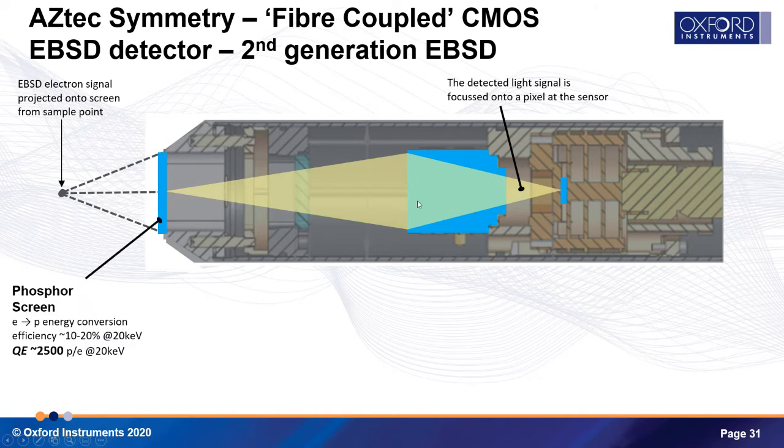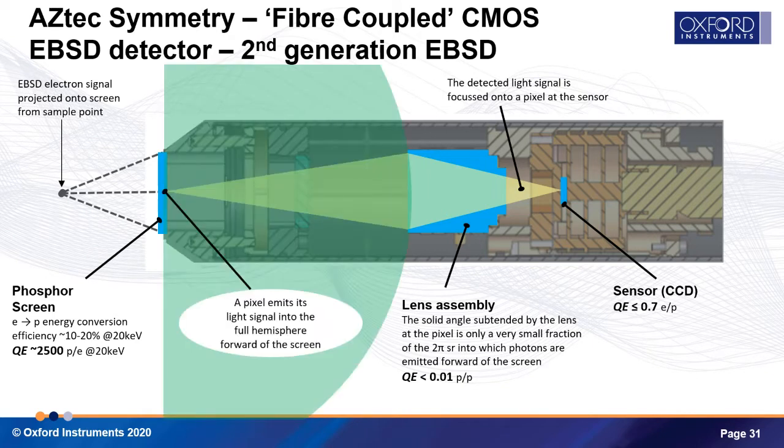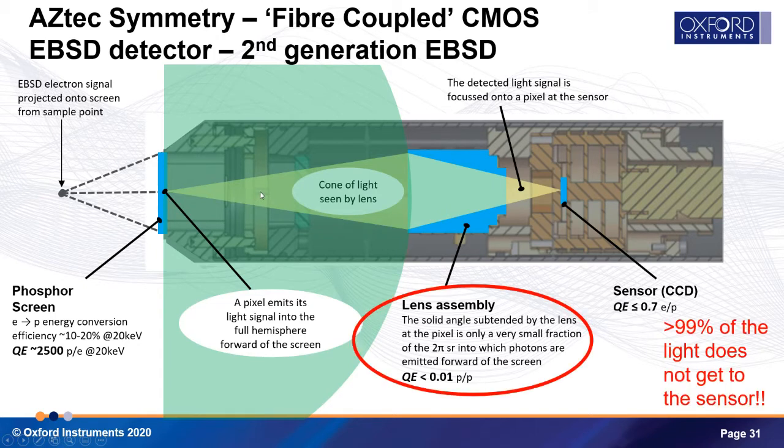So the phosphor screen, typically you're going to get something like 10 to 20% efficiency, 10%, 15%, something like that, of electrons will be converted into photons, depending on the striking energy. Your sensor is going to be about 70% efficient, but the lens has got really very, very poor transmission characteristics. And that's because all of this light that's being emitted in a hemisphere from the photoelectric event that's taken place here at the phosphor, only a very small proportion within that cone of light is going to go through the lens. So this really is not a happy situation.